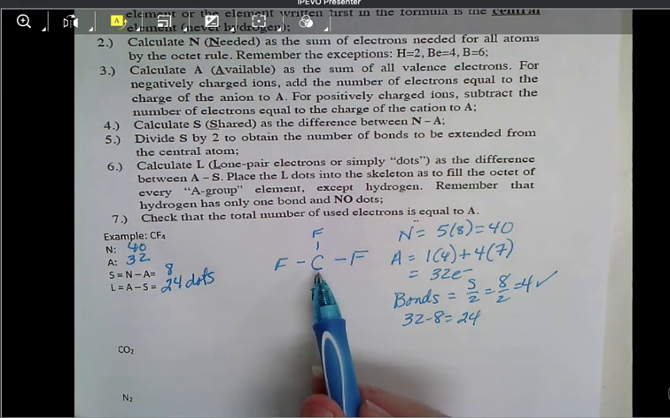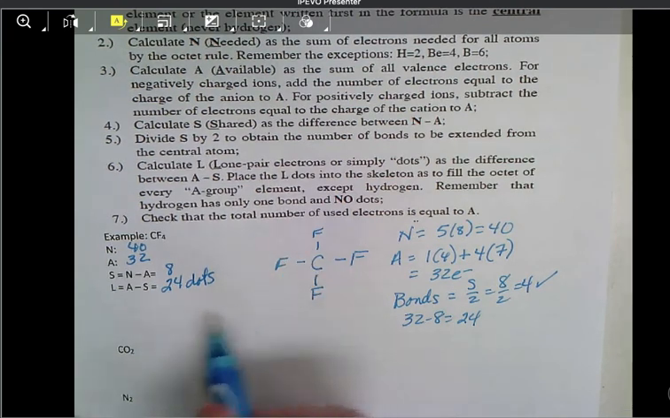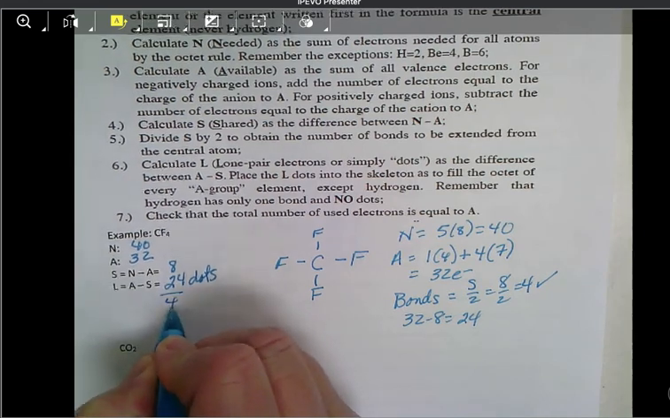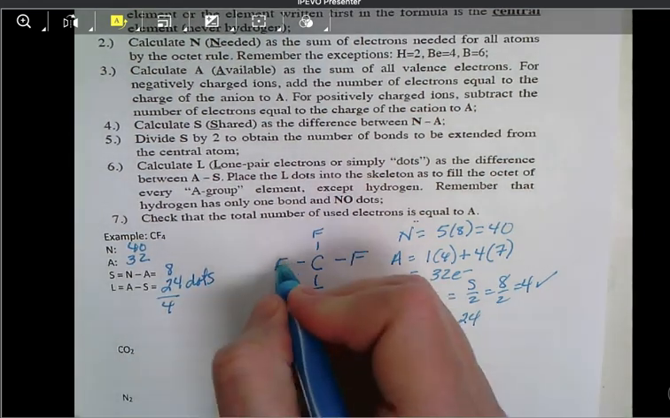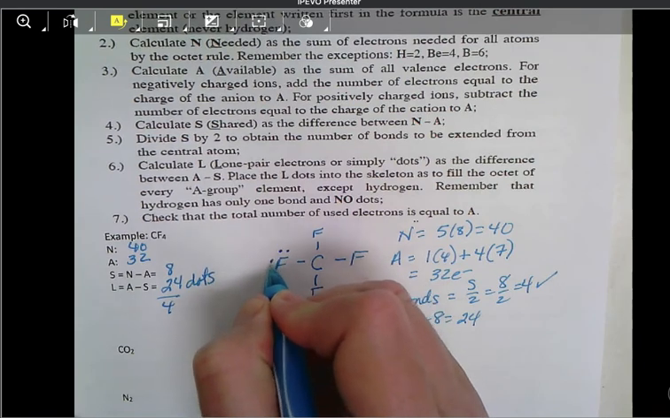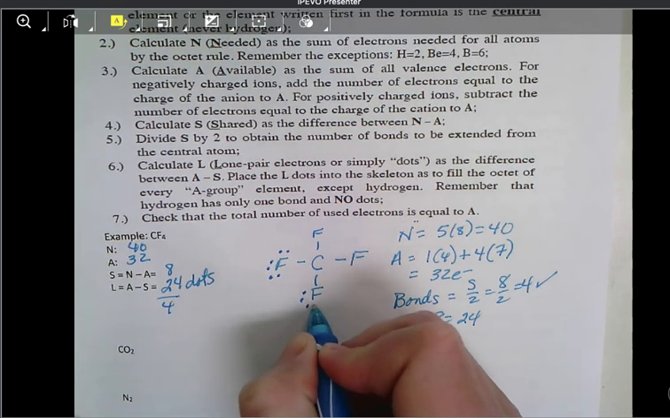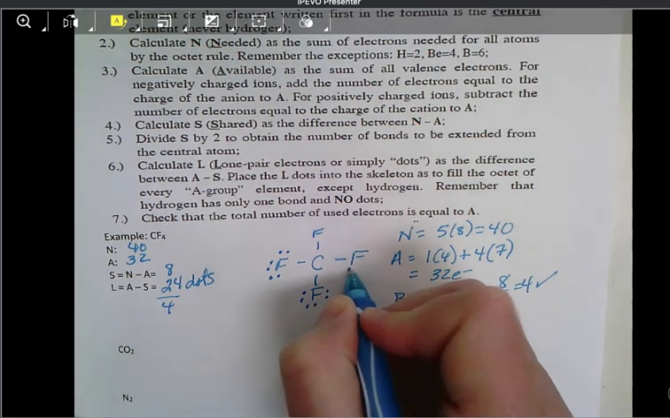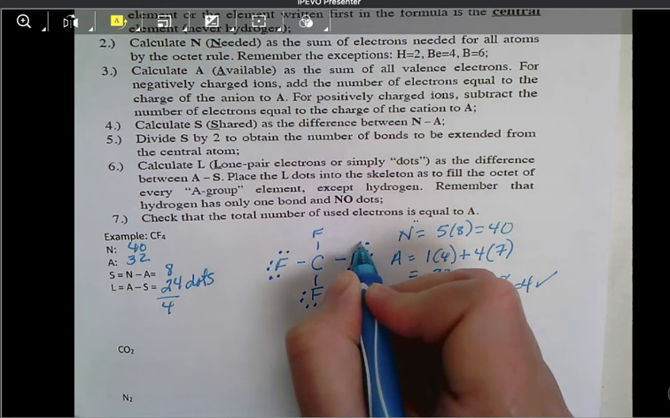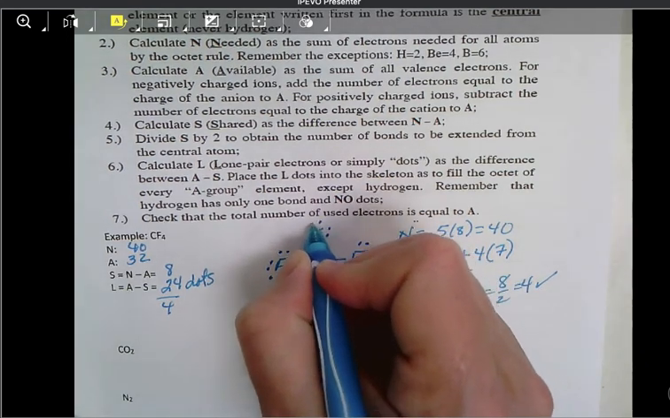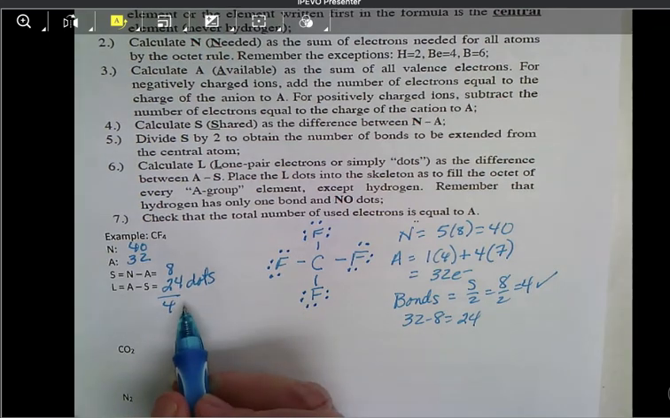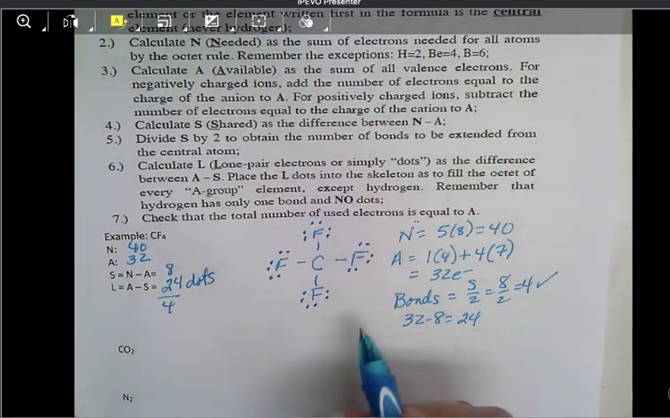Carbon right now is up to 8, so I'm not going to put any dots on carbon, but I am going to put dots on fluorine. And I've got 4 fluorines, so I would divide 24 by 4, and that gives me 6 dots per atom. So I'll put 2 dots on each of the sides that doesn't have a bond. So I'll put them here, here, there, there, there, there. So I put in my 6 dots per atom, and that gave me 24 dots.